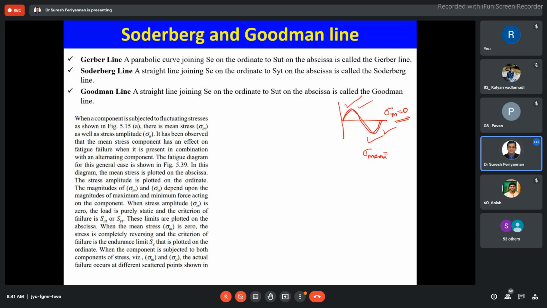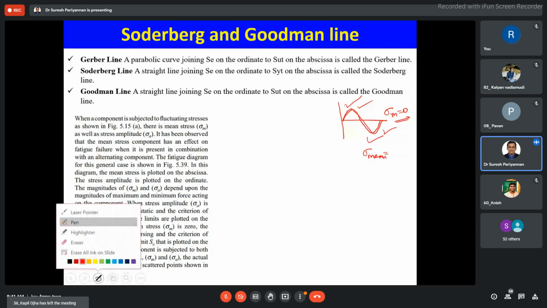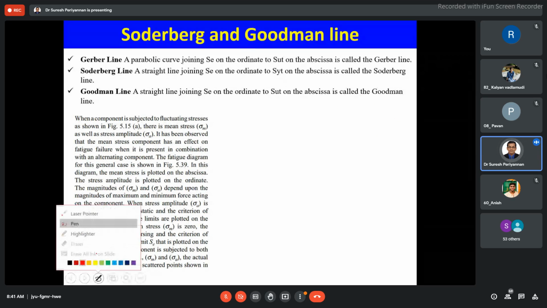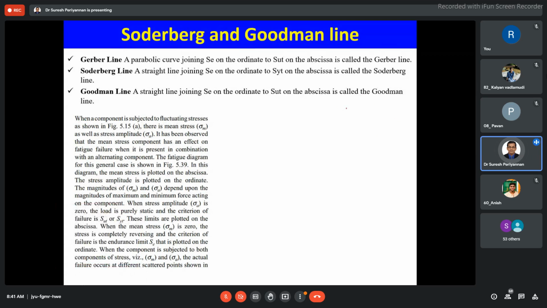Okay, now see here. Earlier, what we discussed. Now, in this case, when you are considering the fluctuating load case, the stress component, right? When you are considering the fluctuating stress case, how will the stress cycles be? We know already, right?